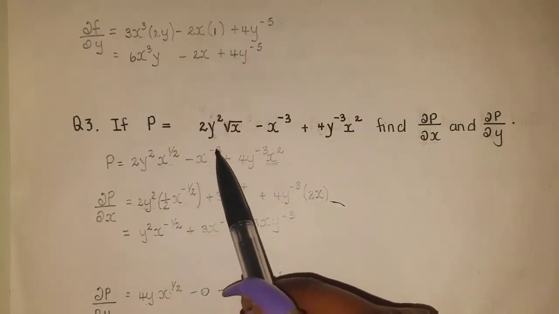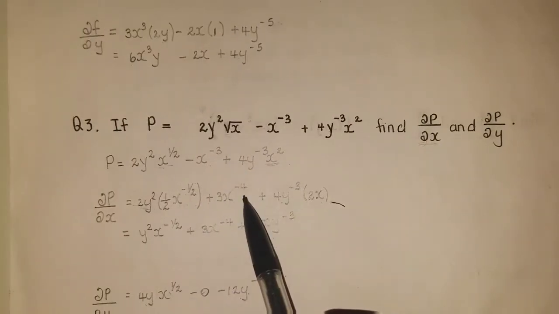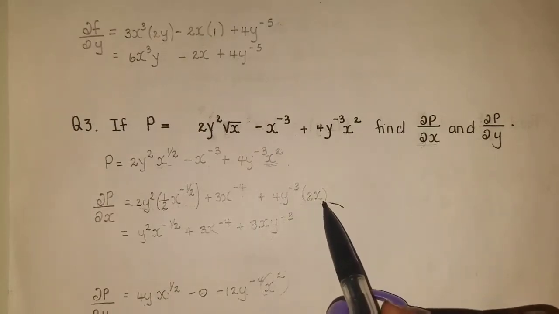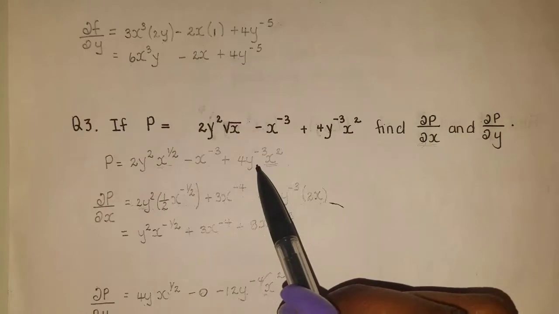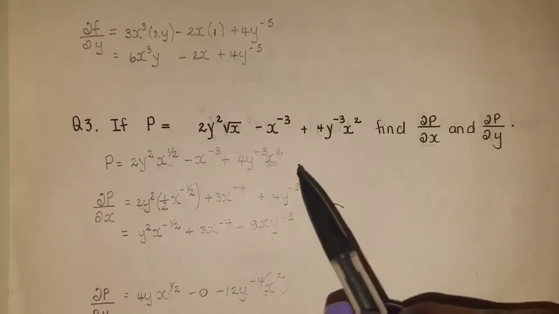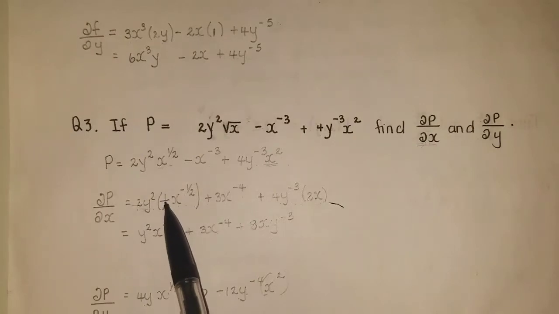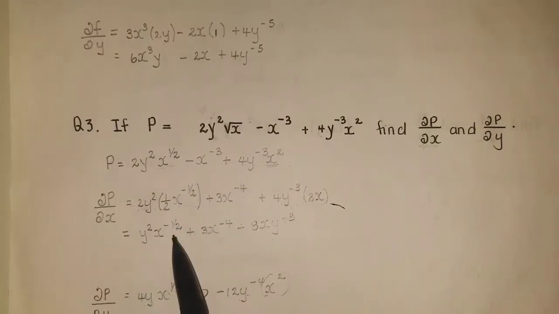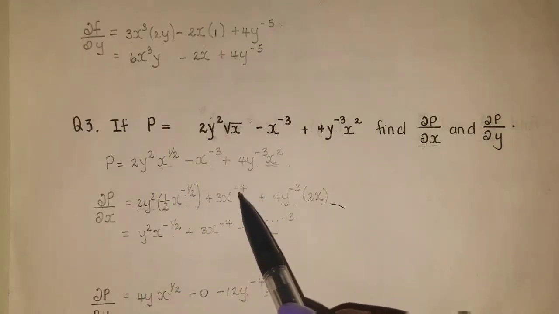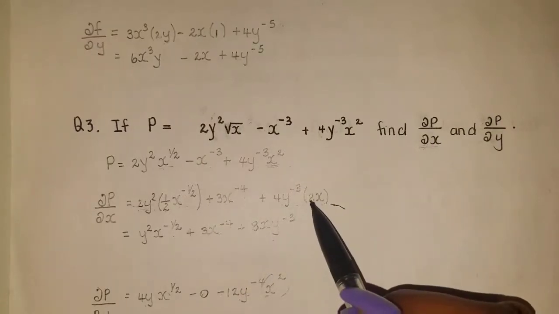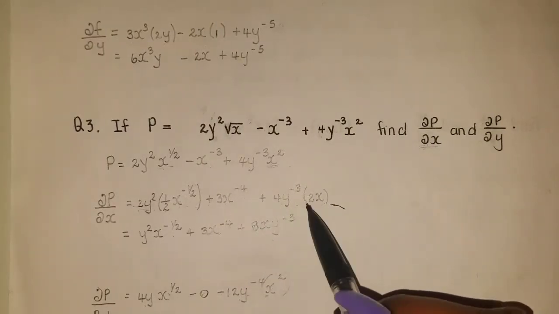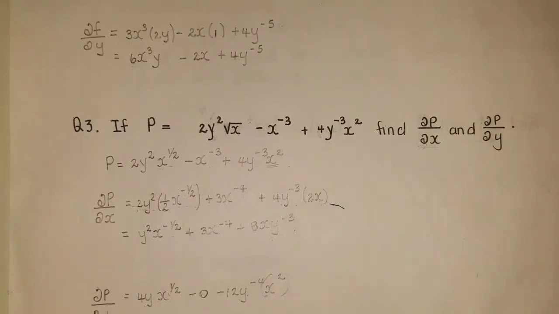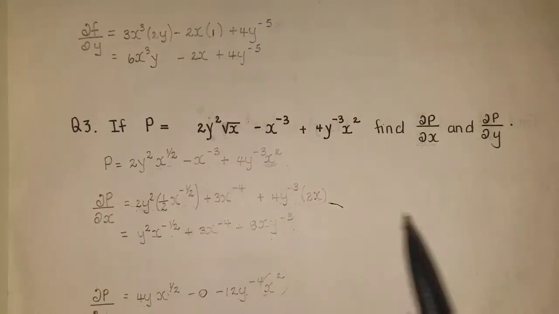This will give us a positive 3x raised to negative 4, and on this side the x squared gets differentiated to give us 2x, and we multiply by this 4y raised to negative 3 coefficient. So simplifying, 2 times a half is 1, so this will give us y squared x to the negative half. Here the 3x to the negative 4 goes back, and on this side 2 times 4 is 8, leaving us with 8y to the negative 3 x. Same thing. So this becomes our answer.